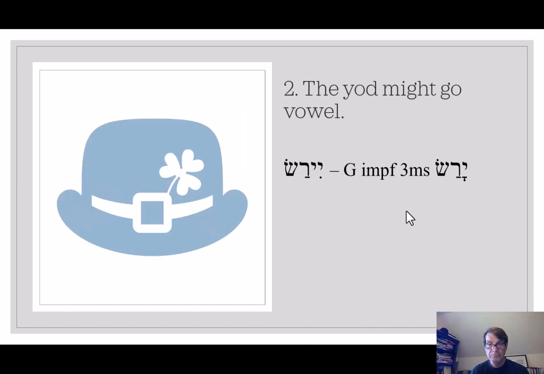Secondly, the yod might go vowel. And the happy leprechaun hat has nothing to do with this. I just thought, why not? Okay, so the yod might go vowel. This is not that difficult. Actually, this is pretty easy because take yarash here. With yarash, the yod is still there. It's just not a consonant anymore. And so we have yirash.